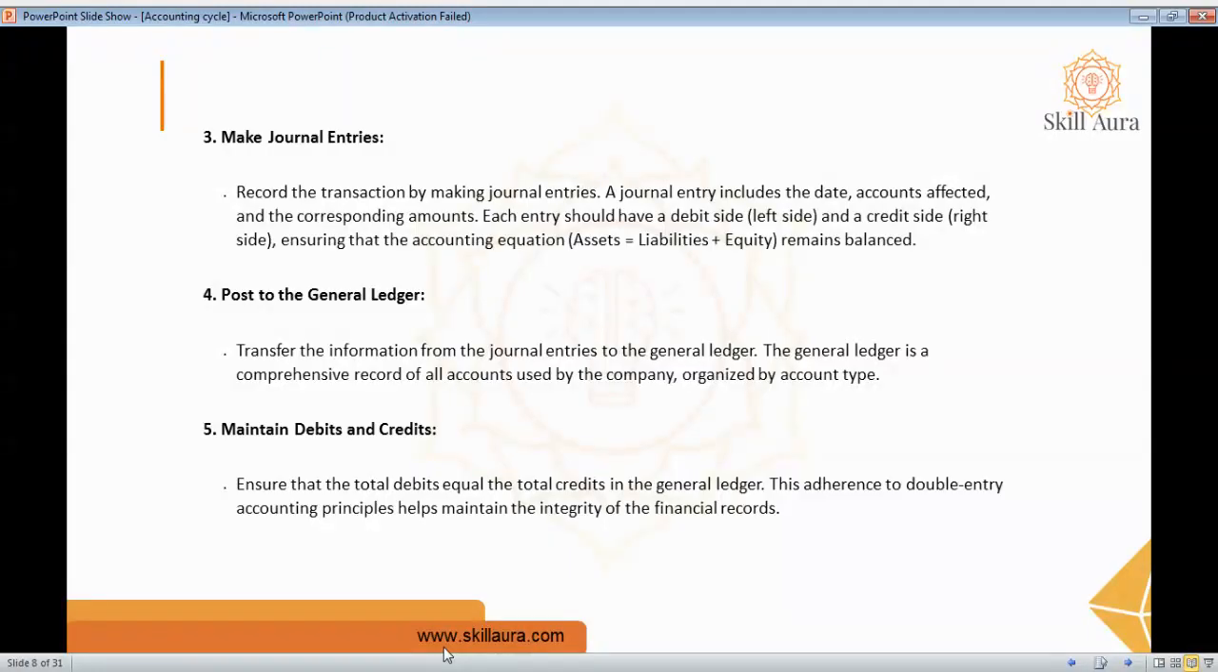And the next step is maintain the debit and credit. Here, if the debit amount is 1,000, the credit amount also should be 1,000. Then only it will be balanced. This is very important to be balanced. With this adherence, we follow the double entry accounting principles to balance, so the total debit is equal to the total credit. So it helps in maintaining the integrity of the financial records.